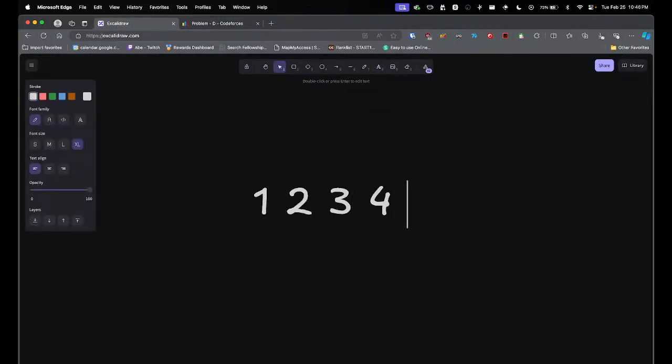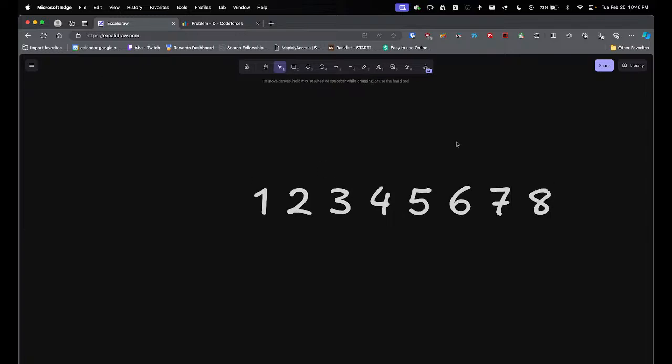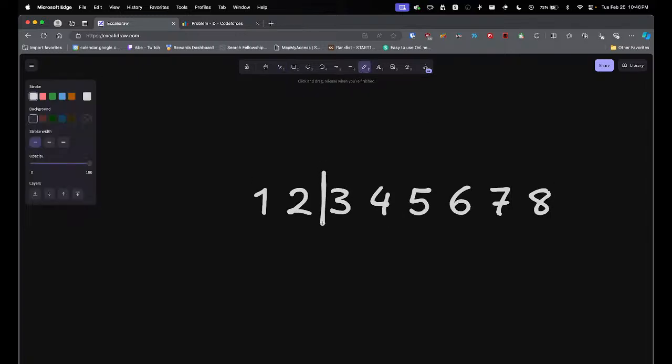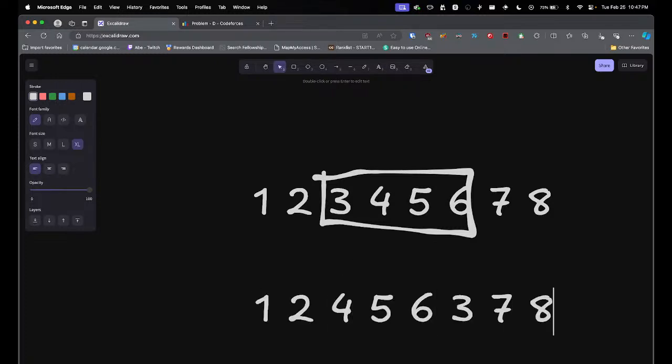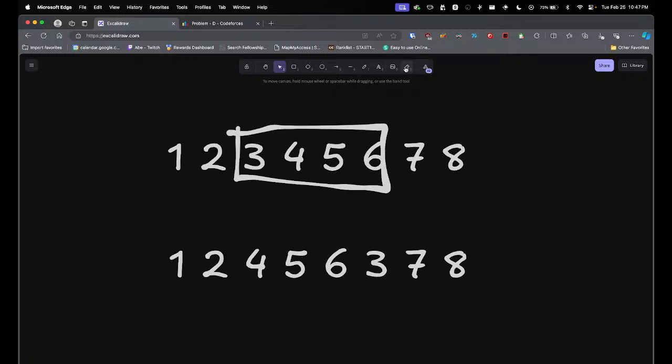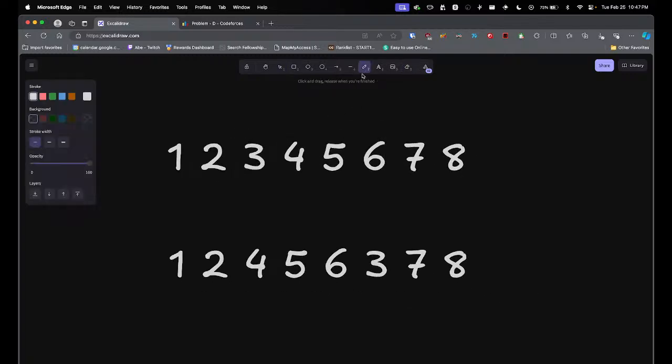I'll just visualize it here also. For example, I have 1, 2, 3, 4, 5, 6, 7, 8. I want to choose this subarray. What will happen is 1, 2, 4, 5, 6, 3, 7, 8. So what happened is 4, 5, 6 came here, but 3 jumped ahead. That's it. The rest are as they are.